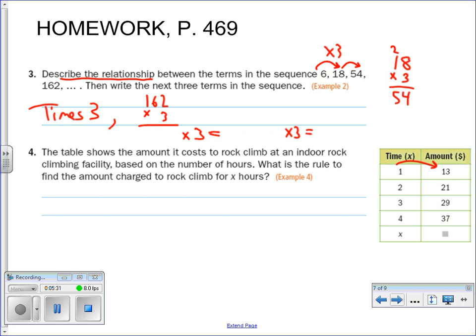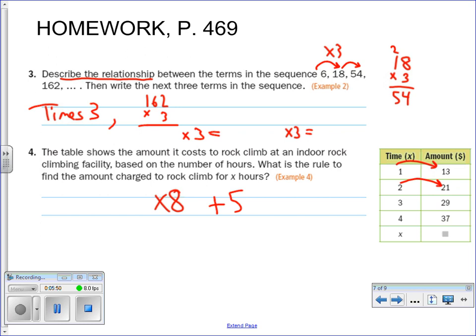How about times 8? 1 times 8 is 8, 9, 10, 11, 12, 13. So maybe it's times 8 plus 5. It is. Let's prove it. What's 2 times 8? 16. What's 16 plus 5? 21.